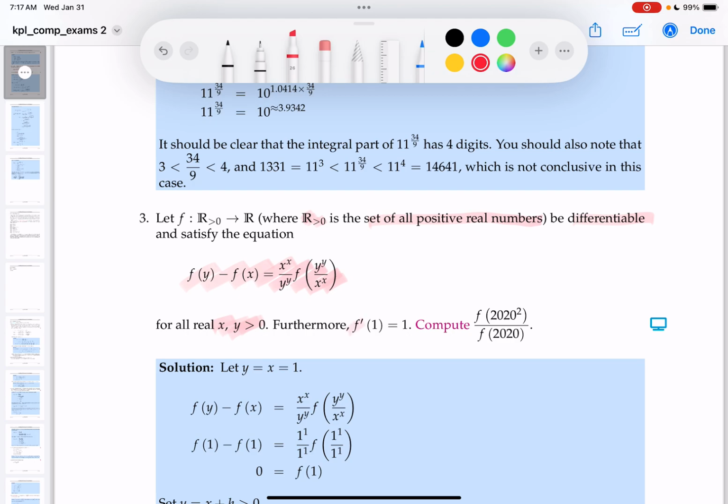Furthermore, they tell me its derivative at 1 is equal to 1. But then they ask this question over here as a computation problem, all right? I do recommend, that's a hot link over there, I do recommend you watch this guy do it.